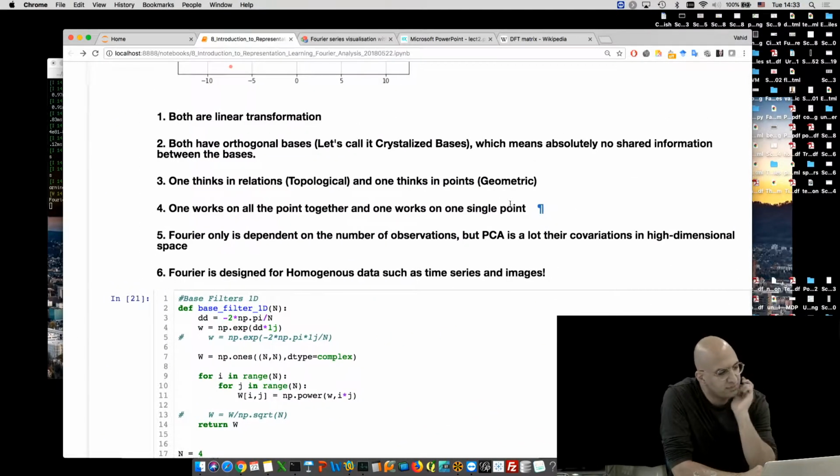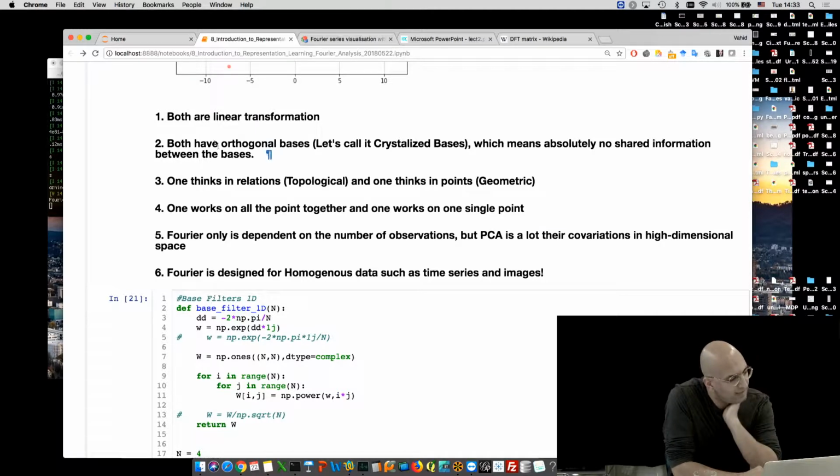Further comparison to PCA, at the end I will come back again here. Both are linear transformations, both have orthogonal bases. Let's call them crystallized bases. These are crystallized because they have absolute symmetry, they have no information sharing, and you will see that later. We'll also discuss it in deep autoencoders.